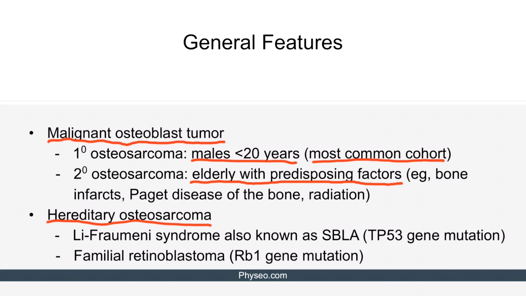Hereditary osteosarcoma is associated either with Li-Fraumeni syndrome or familial retinoblastoma. Li-Fraumeni syndrome is caused by a TP53 gene mutation. This syndrome is also called SBLA cancer syndrome because it's associated with sarcoma, breast cancer, leukemia, and adrenal gland cancer. Familial retinoblastoma, on the other hand, is caused by an RB1 gene mutation. Mutations of this gene also predispose patients to osteosarcoma.